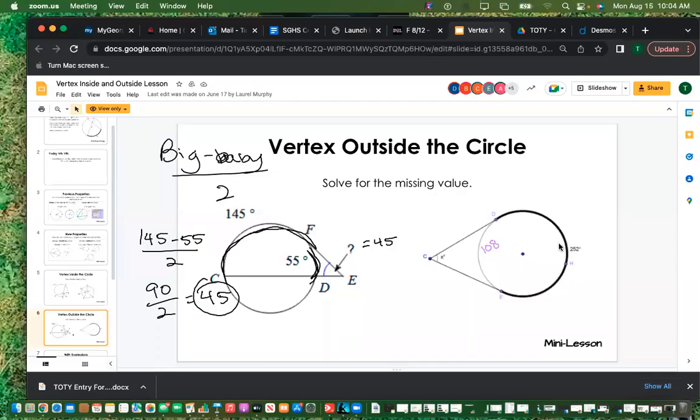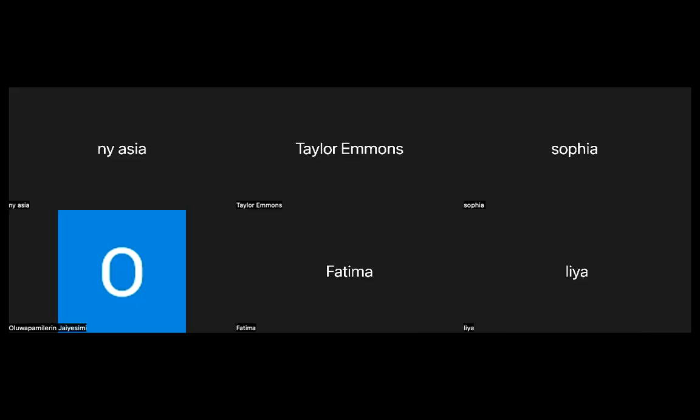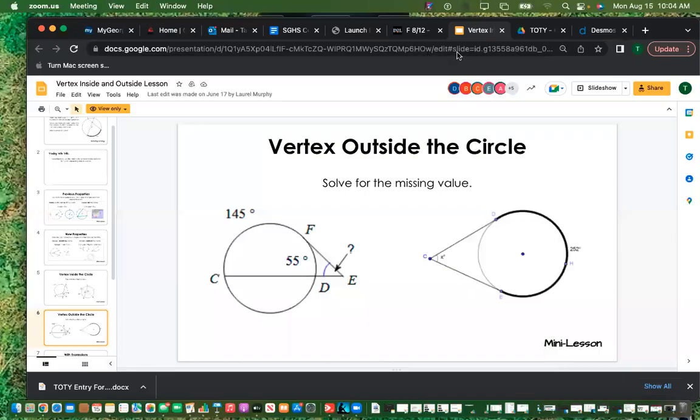Okay. So if we have 252 for the big arc minus 108 and we divide it by 2, what did y'all get? 72. 72 is X. Okay. Good. All right, let's take a look at the next part.